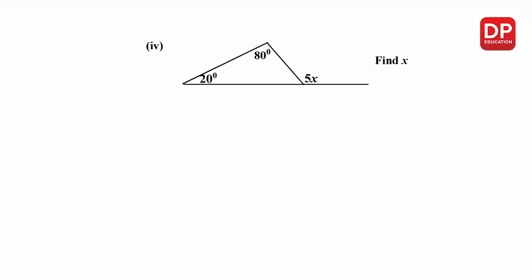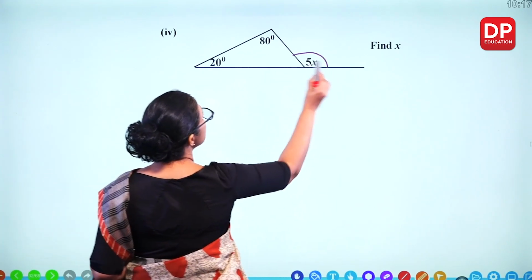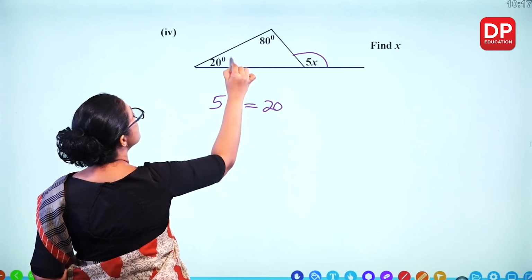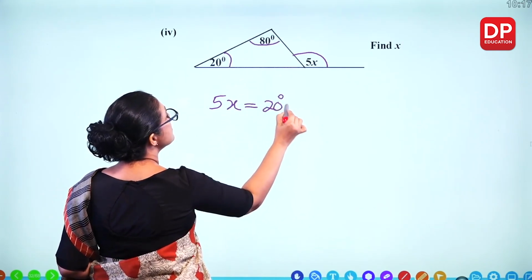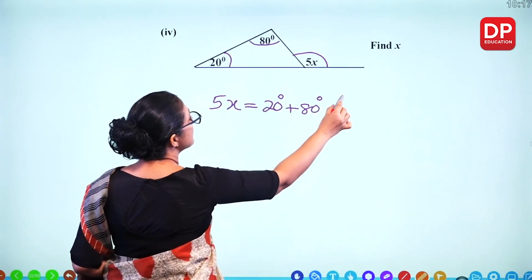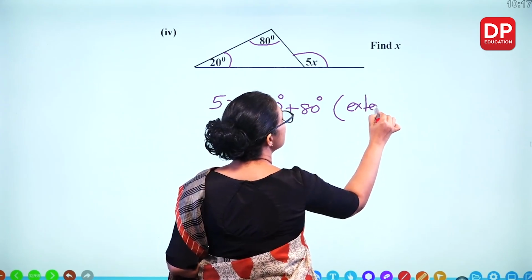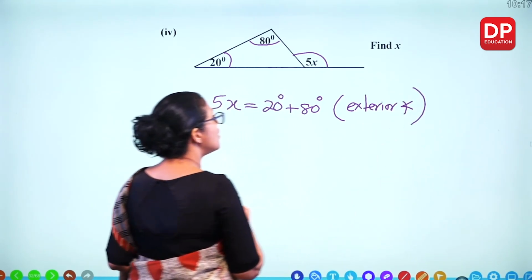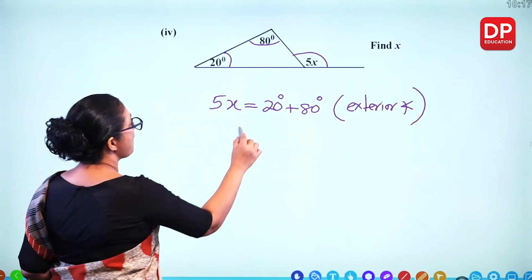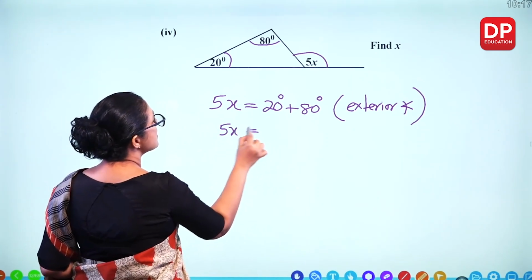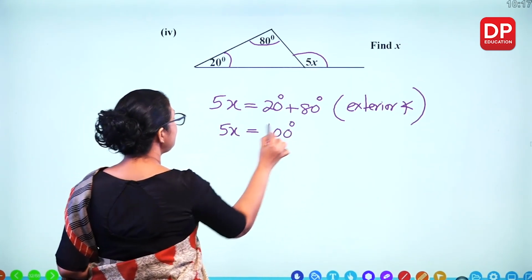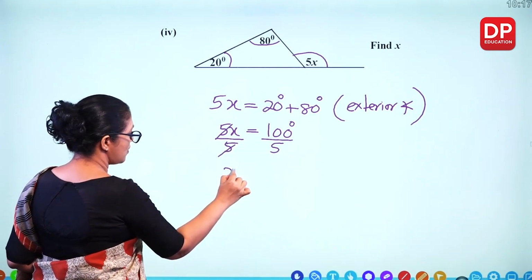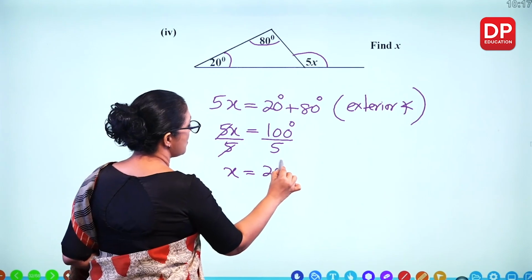Again this one, this line is extended and this is the exterior angle. So 5x equals the sum of two opposite angles, 20 plus 80. So you can write the exterior angle is equal to the sum of opposite angles. 5x equals 100. So how do you find x? Divide this by 5, you get x equals 20 degrees.